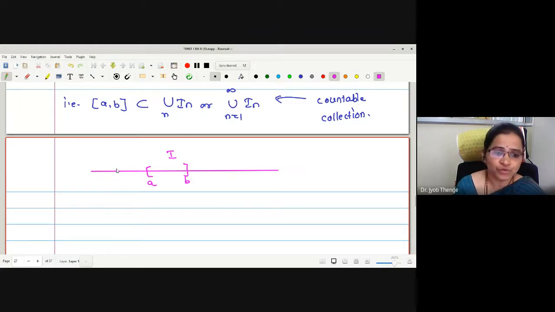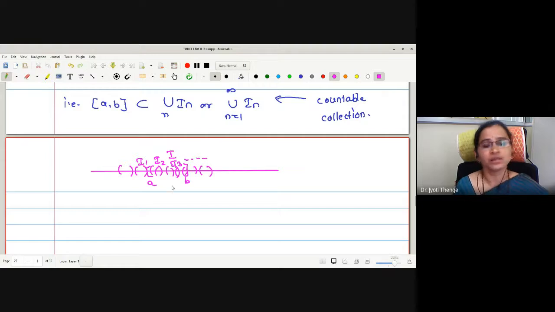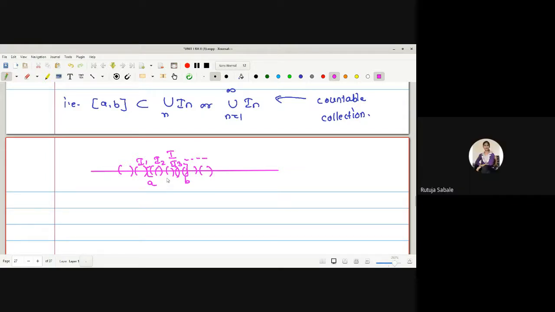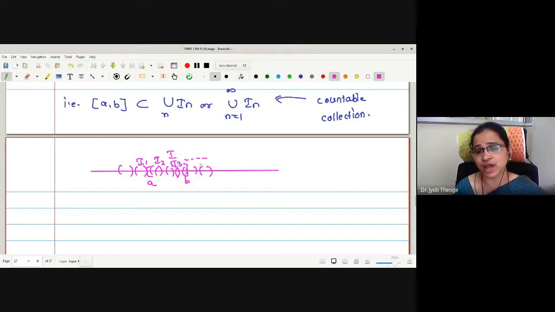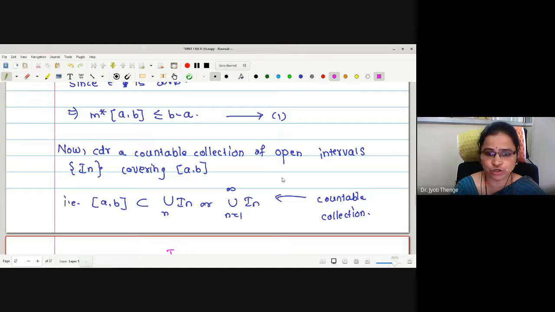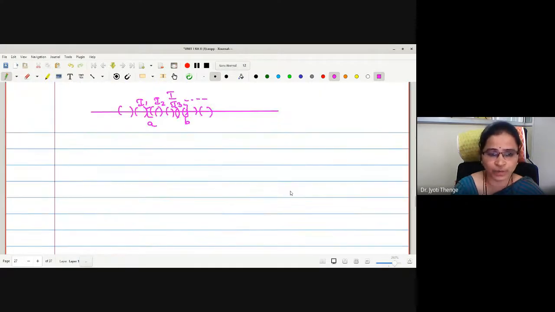Now what I will do, first I will take the union of open intervals like this, and find the union of all so that no single point is missed. All those we will denote by I1, I2, I3 and so on. If I take the union of all those, will it contain the closed interval I or not? Yes, ma'am. And how many such open coverings can we find? Infinite, right? Therefore, there exists a countable collection of open intervals covering it, that is an open covering.